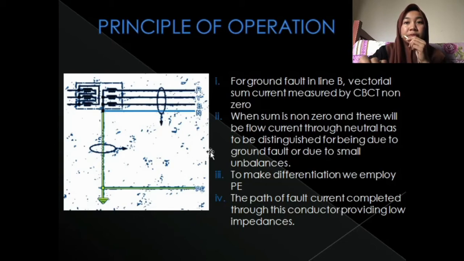To make the differentiation, we employ a PE. So we install a PE there. The path of fault current is completed through this conductor, providing low impedance.